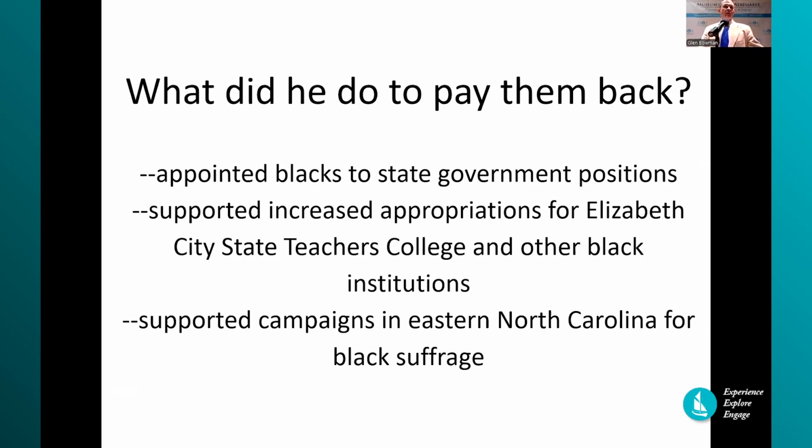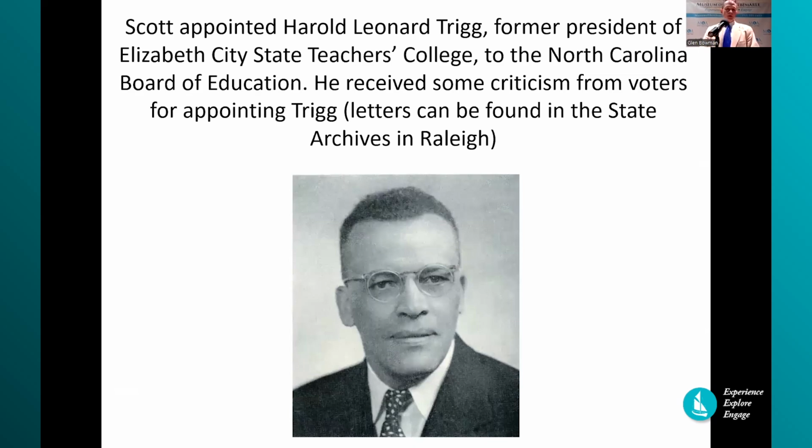He increased appropriations for Black institutions such as Elizabeth City State Teachers College. He supported campaigns in Eastern North Carolina for increased Black suffrage. He also appointed former president of Elizabeth City State Teachers College, Harold Leonard Trigg, to the State Board of Education. He was the first Black to be on that board. And I've actually seen the letters that Scott received from some angry voters who did not like him appointing a Black man in that position.